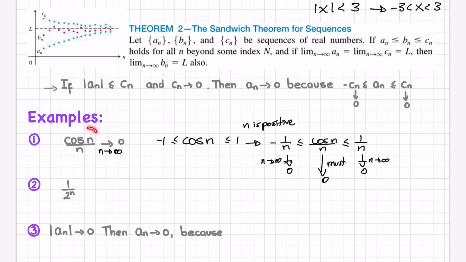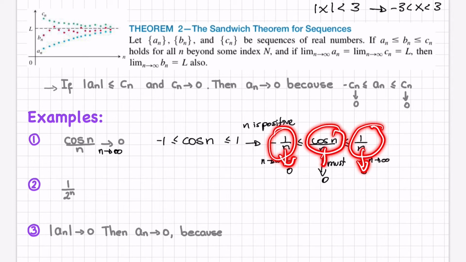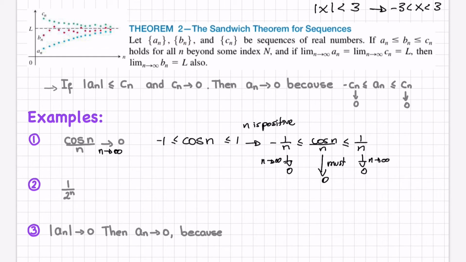So if we can squeeze our sequence between two sequences that approach the same number, then the middle one has to approach the same number. So here's just the ability to bound whatever you have here by two sequences on the two sides that have the same limit.